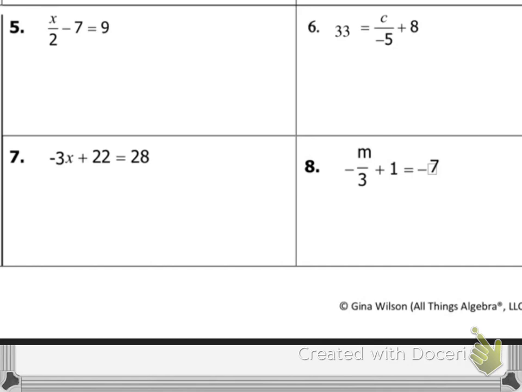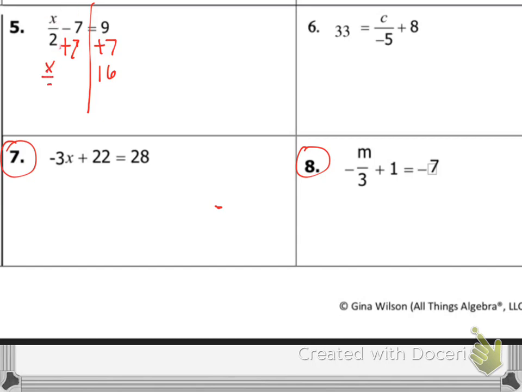Alright, I'm going to do number 5 and number 6, and then I want y'all to do 7 and 8 before you come into class. So on number 5, let's put a card over our x, put our line. We have subtracting 7, so we're going to add 7. Add 7. Alright, then we're going to take our card off.